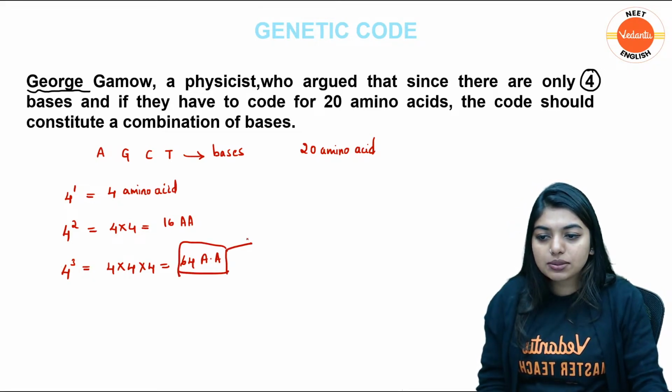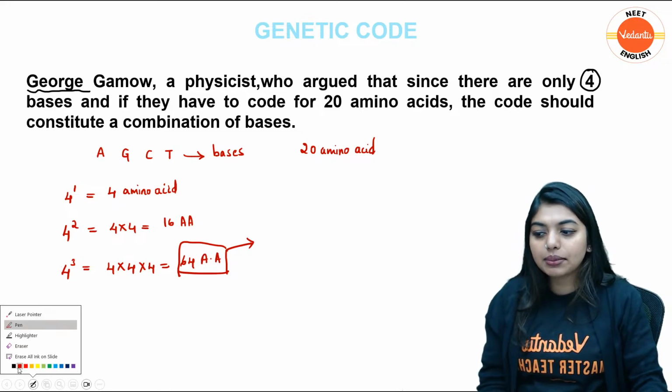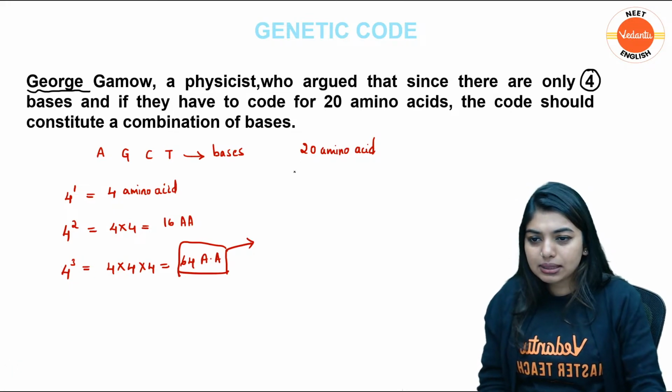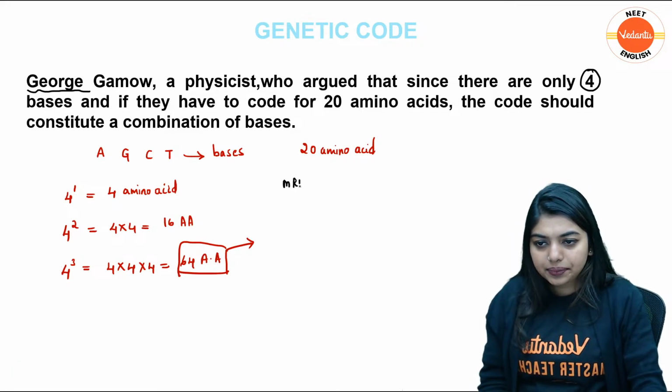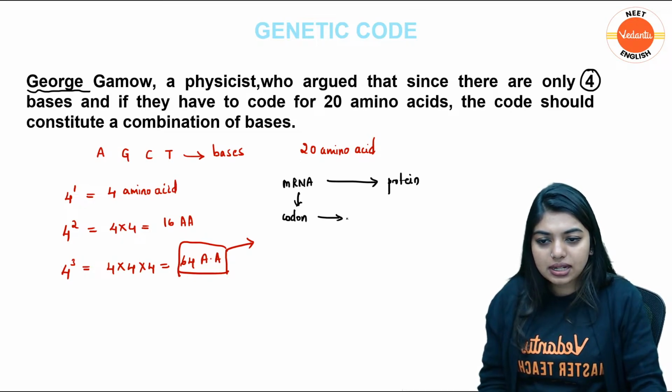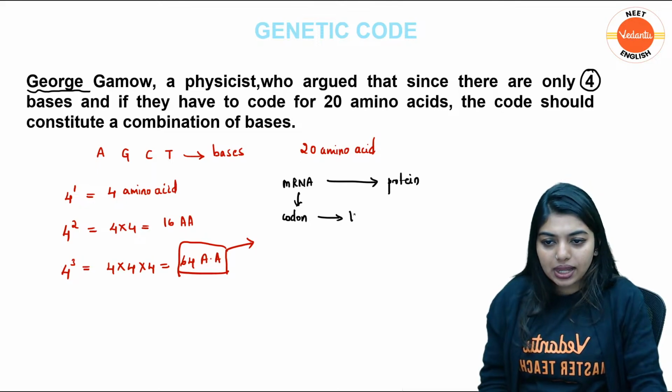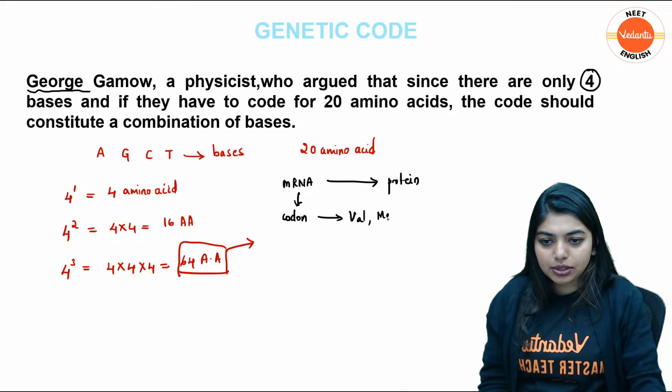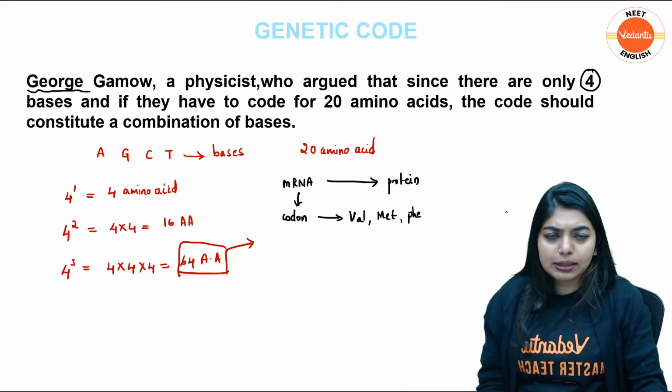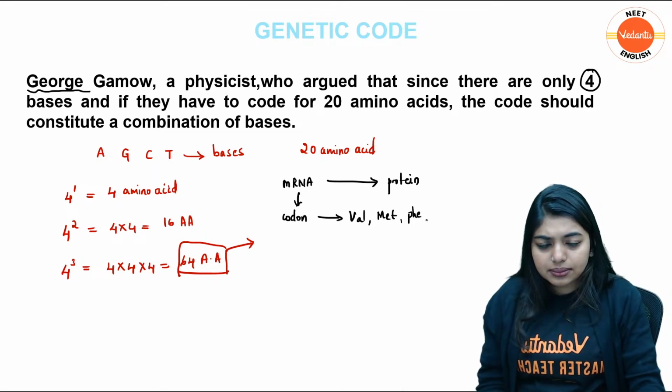Now, what are codons basically? They are just codes. For simple understanding, mRNA to protein. This mRNA will have some codons which will actually help us understand which protein it should code for. Now imagine valine is there, methionine is there, phenylalanine is there. Leucine is there. Many proteins are there.